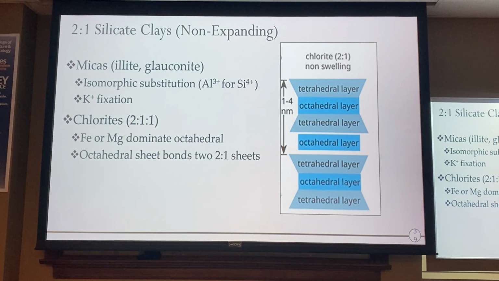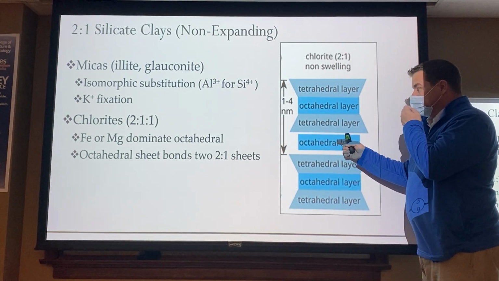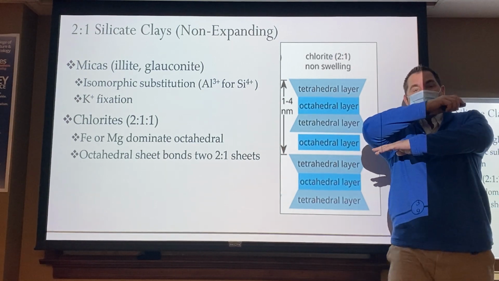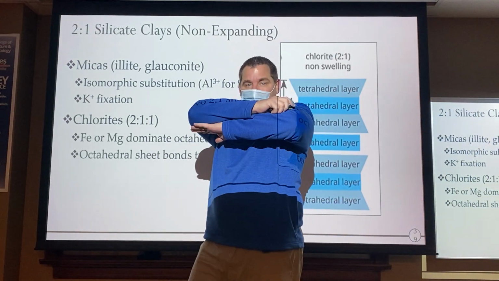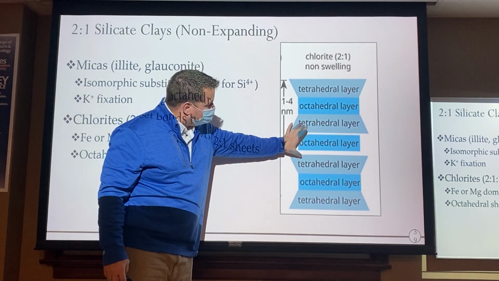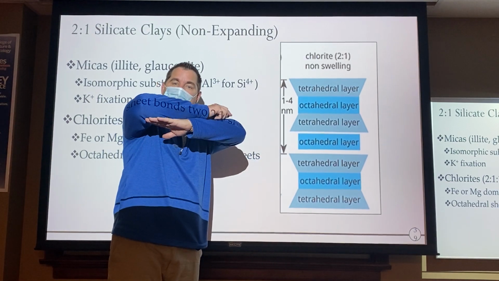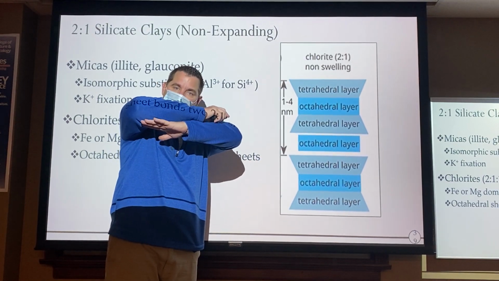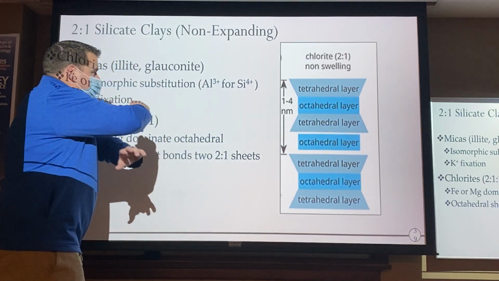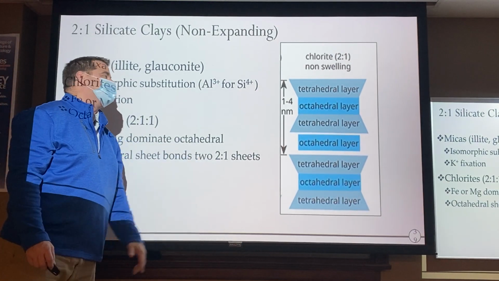Next we have chlorites, and this octahedral layer takes the place, and it just kind of cements that down in there, like it locks it into place. This extra octahedral layer binds these two tetrahedral layers together, and it cannot expand anymore. All the charge is tightly binding those two 2-to-1 sheets together.